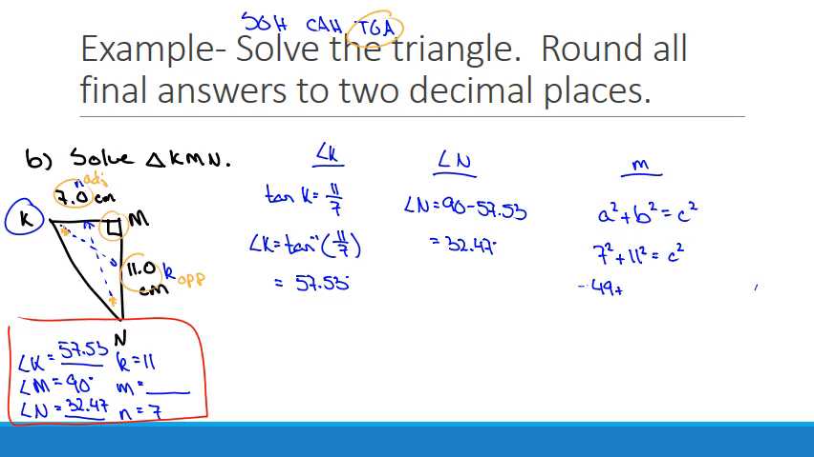So 49 plus 121 equals c squared. Now I'll flip that c to the other side. That adds up to 170. I'll take the square root of it. Square root of 170 ends up being 13.04. And once again, I've done it. I was given 3 pieces of information. I found the other 3, so now I know everything about this triangle, so therefore it is solved.